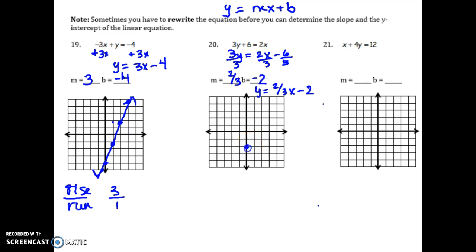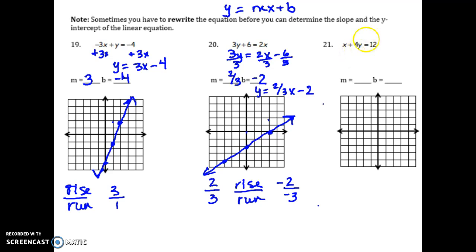Start at negative 2. All right, when I have a slope of 2/3, my rise is 2, and my run is 3. So rise 2, run 3. Okay, rise 2, run 3. I'm off the graph. It's okay. Or I could go down 2 and to the left 3. So down 2, 1, 2, 3. Okay, it's going to be on the same line.